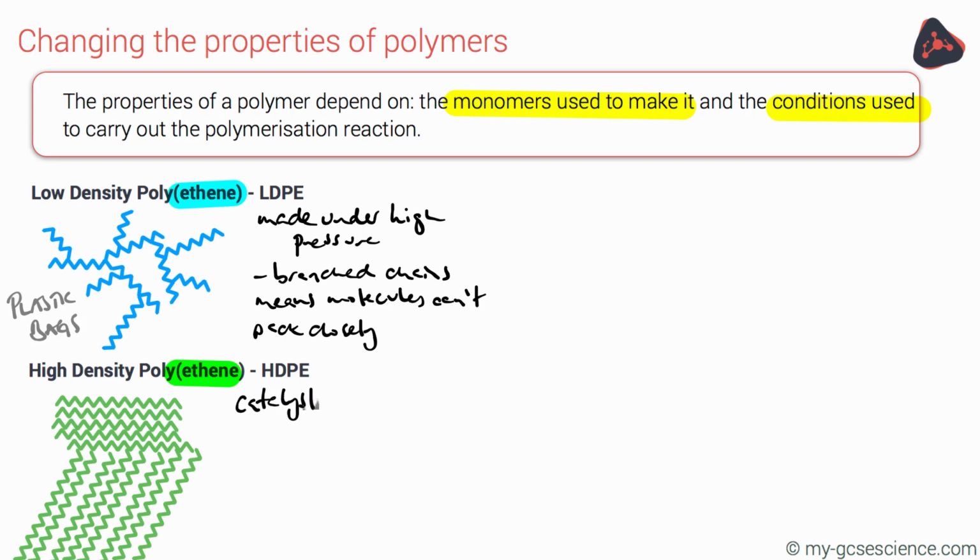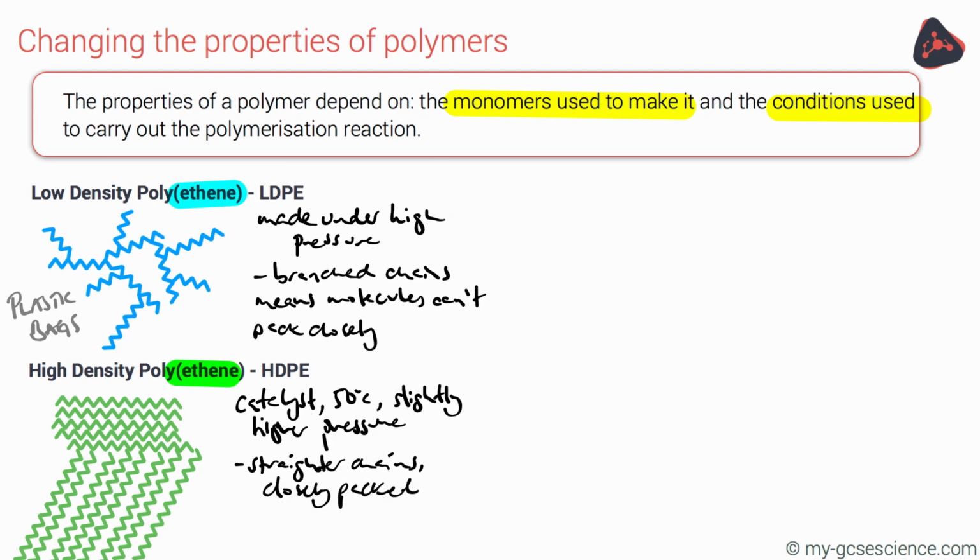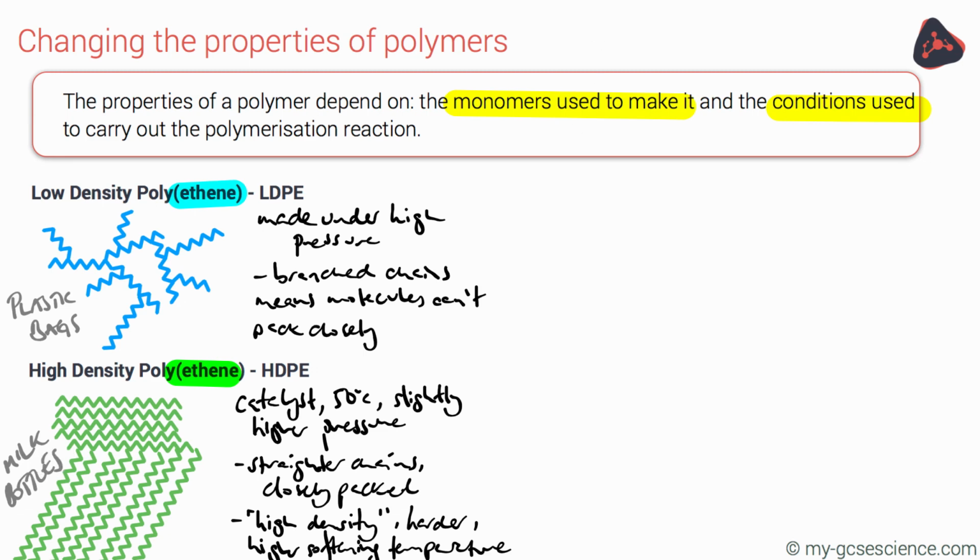But if we change the conditions, high-density polyethene can be made instead, using a catalyst, a slightly increased temperature, and a slightly higher pressure. This produces straighter chains, which are able to pack much closer together, creating strong forces between the molecules, making the material not only higher in density, but also harder, and giving it a higher softening temperature. An example of a use for high-density polyethene are milk bottles. So both plastic bags and milk bottles are made from the same monomers and are both polyethene. But by doing the polymerization reaction under different conditions, we can create quite different types of materials.